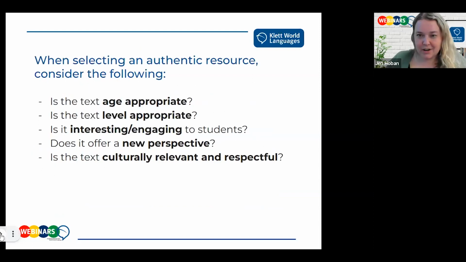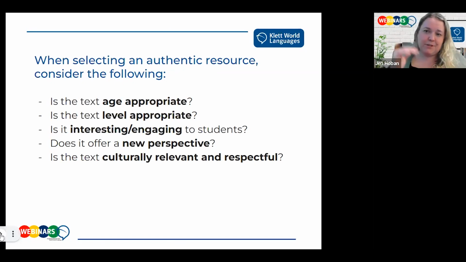So when you're selecting an authentic resource, it's important to consider the following things. Is the text age appropriate? And I mentioned that earlier. We don't want something for teenagers that's necessarily meant for adults. They're not going to have the same interest level. We want it to be interesting to them and age appropriate.